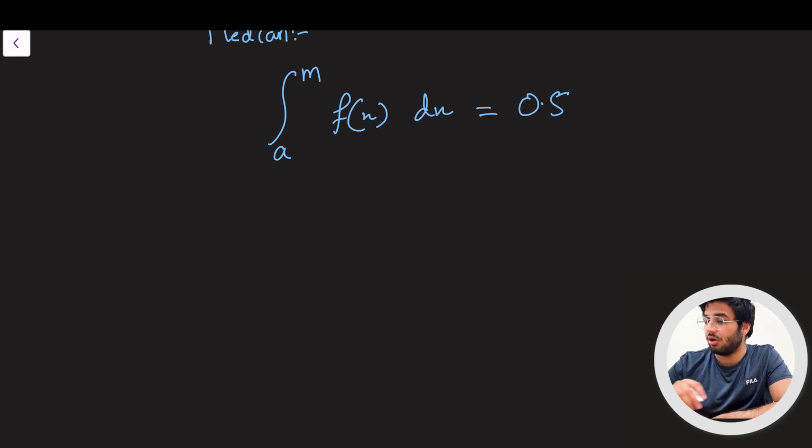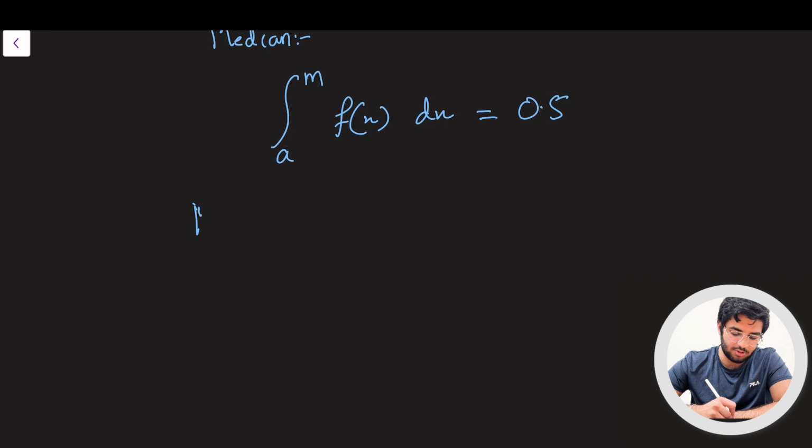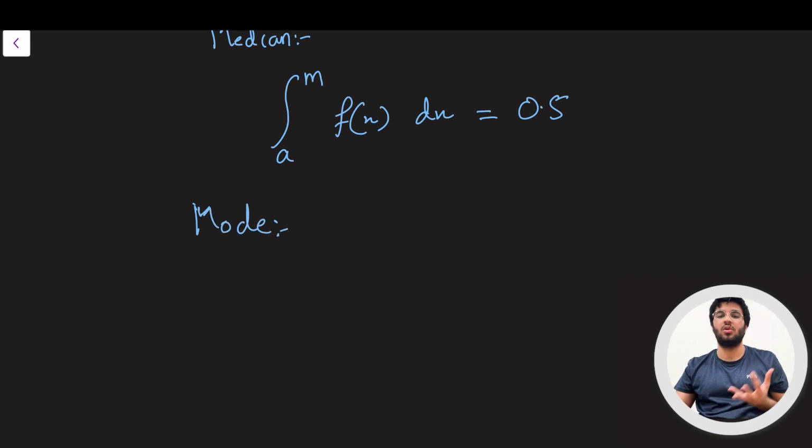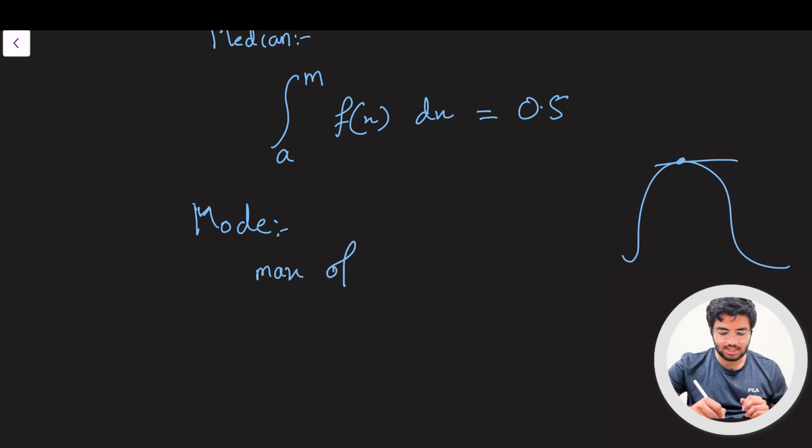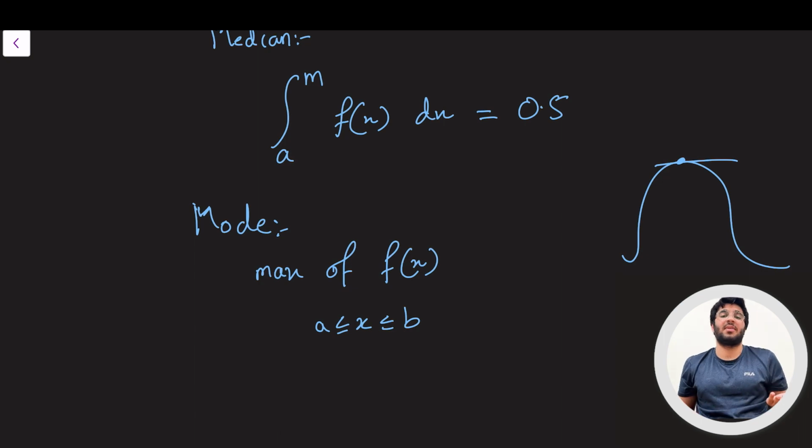Moving on. We did mean, we did median. Now we do the mode. Mode being the highest occurring value, we already know that definition. So if you have a curve, what's the highest occurring value? Obviously the max. So what you do is you find the max of f of x in the given range. Use normal differential calculus. Nothing too complicated.